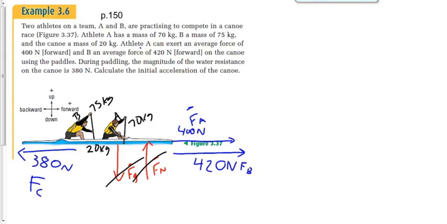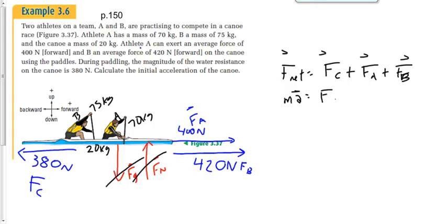All right, this time we want to find the acceleration as opposed to the net force. So let's start off the same way. F net is equal to the sum of the forces, FC plus FA plus FB. But this time we're going to set F net equal to M times A as well. The net force is the sum of the forces, but the net force is also M times A, going back to the first day we introduced Newton's second law.